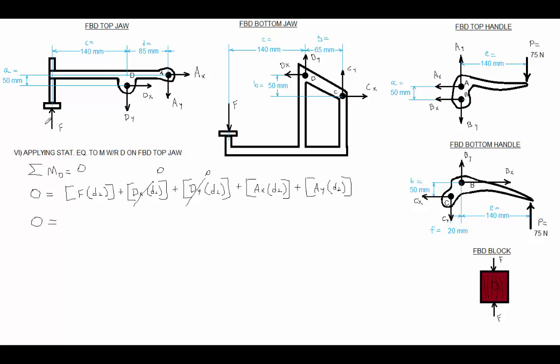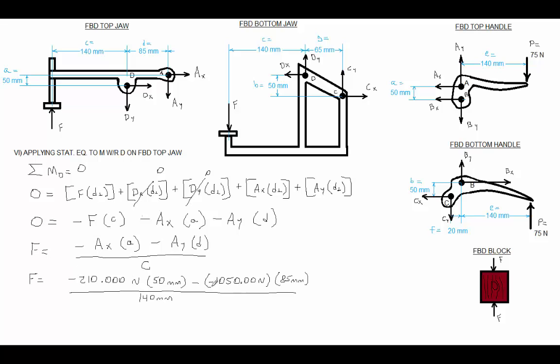F is going to produce negative rotation around D. Its perpendicular distance is c. AX is going to produce negative rotation around point D, and its perpendicular distance is a. AY is also going to produce negative rotation around D, and its perpendicular distance is d. Solving this for F gives us this, and now we can plug our numbers in. Note the negative sign that was included when I plugged in the value for AY. And we'll find that F equals a positive 562.5 newtons.